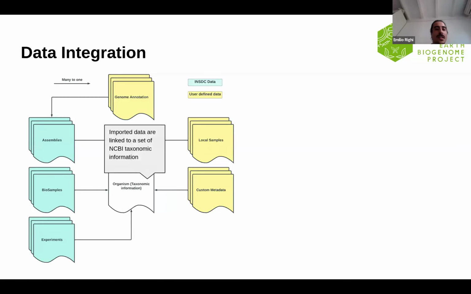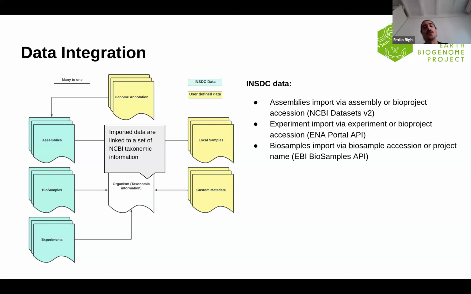The data integration in the Biogenome Portal works like the following. We have two main sources of data: data coming from INSDC and data coming from the users. Both are linked to a set of NCBI taxonomic information in a many-to-one relationship. INSDC data consists of the following. Assemblies are imported either by assembly or by project accession through the NCBI Datasets v2 API, the latest version. Experiments are imported either by experiment or by project accession through the ENA Portal API. Biosamples are imported either by biosample accession or project name through the BioSamples API.